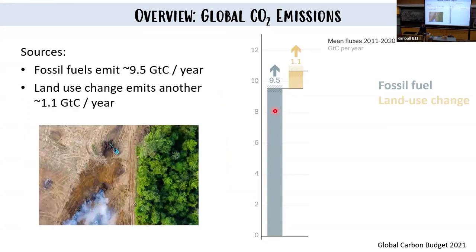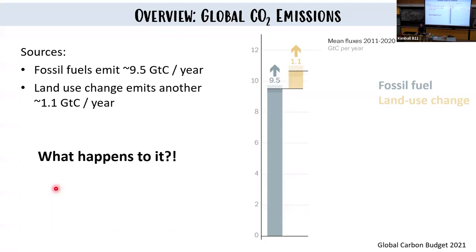All right. A lesser known one is the 1.1 gigatons of carbon per year that's emitted from land use change. This is largely the conversion of forests to agriculture, right? Cutting down those trees that are storing a lot of carbon, and carbon that's also stored in the soils is being emitted during that land use conversion. The question is, what happens to all of this carbon dioxide that we're putting into the atmosphere?